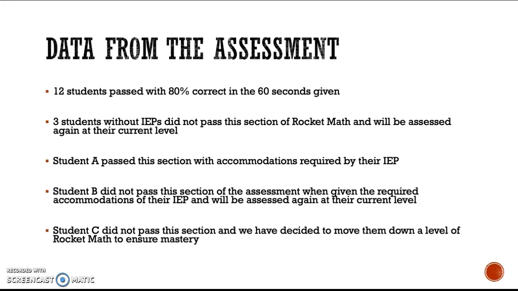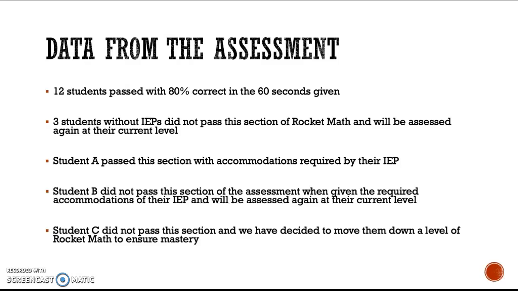So our data that we gained from the assessment is that we had 12 of our 20 students pass with 80% or higher correct in the 60 seconds that we gave them, so they were able to color a section on their Rocket Math record sheet, and they'll move on to the next level for tomorrow's assessment. The 3 students we have that didn't pass don't have IEPs. They didn't pass the section of the Rocket Math, and they'll be assessed again at this same level tomorrow.